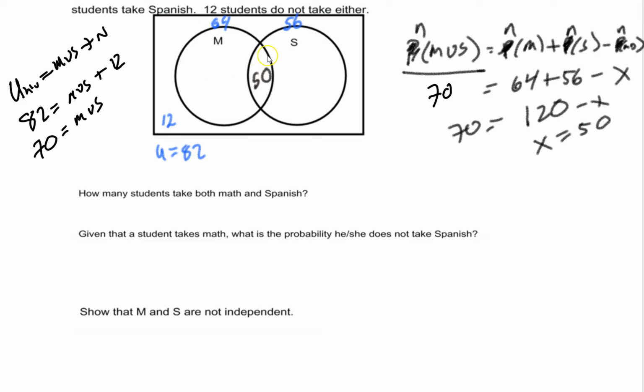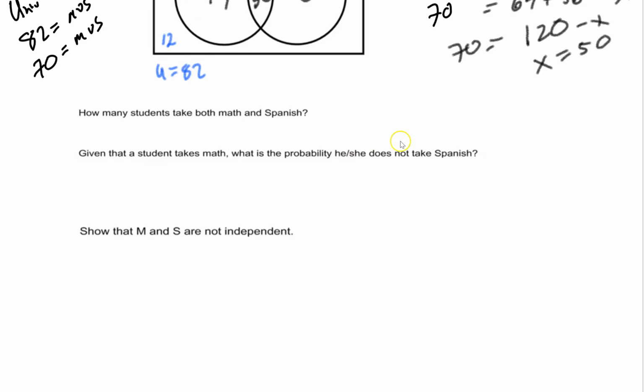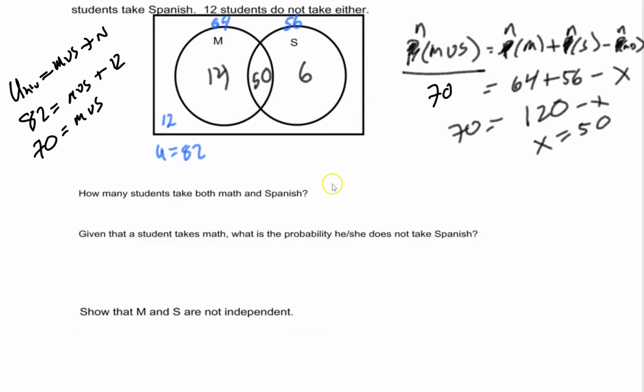And what that means here is, since I know math is 64, that there's 14 leftover people only taking math. Those are my people right there. And over here is 56, so 56 minus 50 is 6. People are only taking Spanish, losers. How many students take both math and Spanish? We just figured out it's 50.